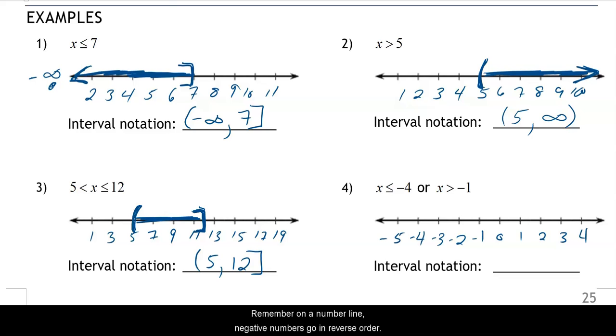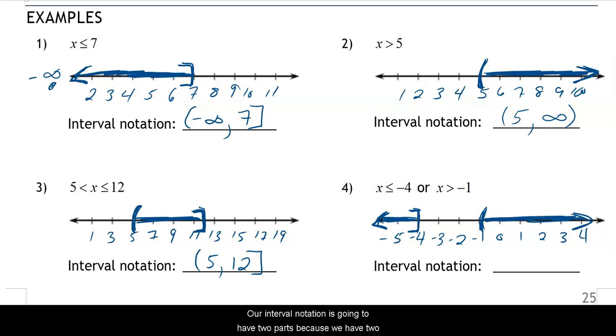Remember, on a number line, negative numbers go in reverse order. So x is less than or equal to -4. That means a bracket at -4, facing to the left. We will shade to the left and put our arrow because it keeps going. x is greater than -1. We'll have a parenthesis at -1 and shade to the right.